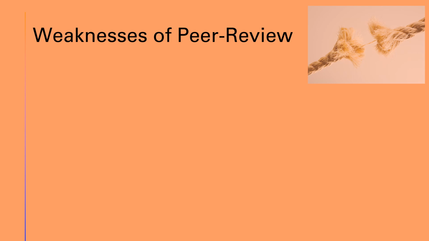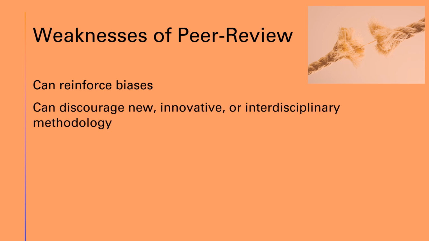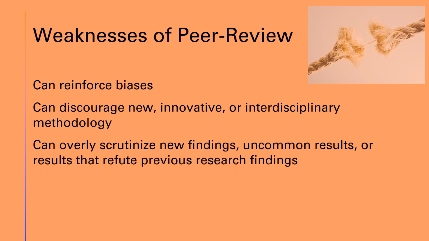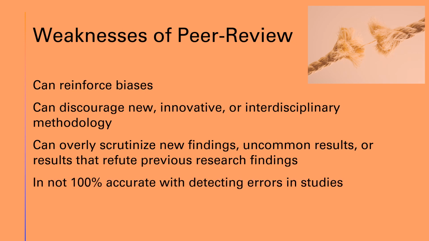So let's talk a little about weaknesses of peer review. First, there's some argument that it can reinforce existing biases within a field of study. Another is that it can discourage new, innovative, or interdisciplinary methodology that may be unfamiliar to the reviewers. Peer review can also overly scrutinize new findings, especially those with uncommon results or results that refute previously known findings. And like most things, it's not 100% accurate with detecting errors in study.